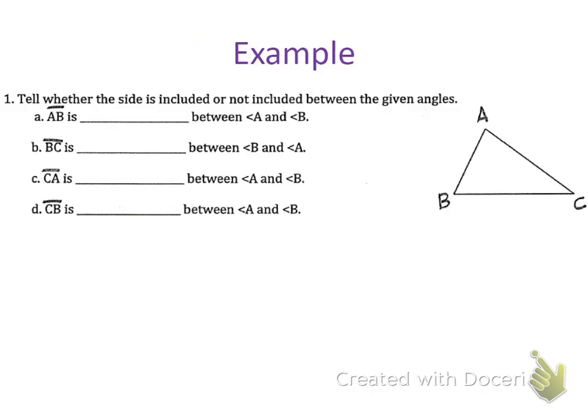Okay, it says tell whether this side is included or not included between the given angles. So is segment AB between angle A and angle B? Yes. See how A and B both match up? So it is included. Let's look at the next one. BC. Is that between angle B and angle A? So it is not included.